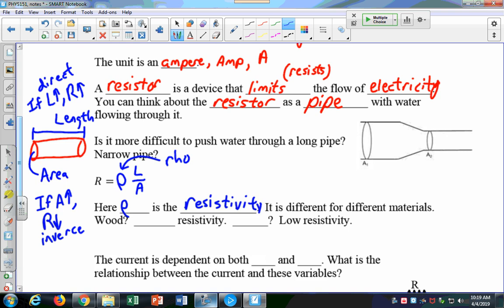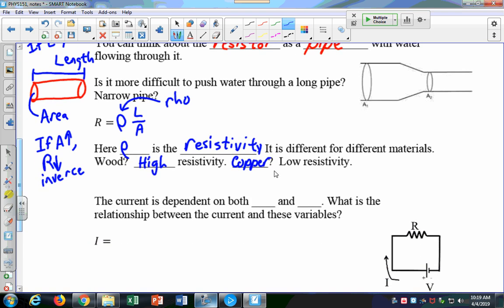It is different for different materials. Wood, for example, resists the flow of electricity a lot, so it has a high resistivity. What are some things that have low resistivity? Things that don't resist the flow of electricity, for example, metal, like copper. That's what you use in your house. It has a very low resistivity.